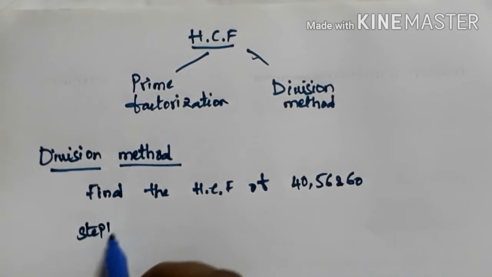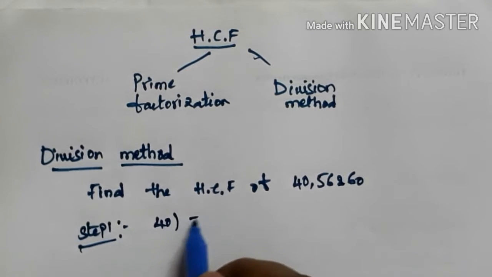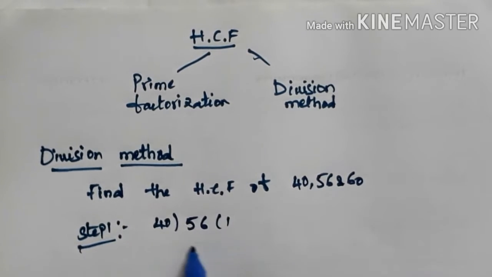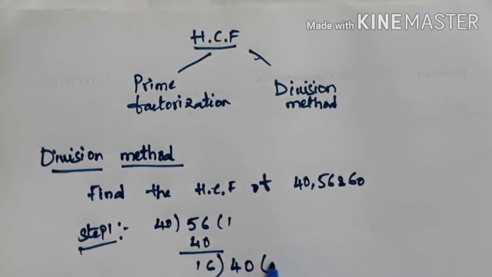Divide the larger number by the smaller number, and then divide the previous divisor by the remainder until you get 0. That is, 40 ones are 40, you will get remainder 16. Again, take the previous divisor, that is 40. 16 twos are 32, so you will get remainder 8. Until you get 0, you have to keep dividing.